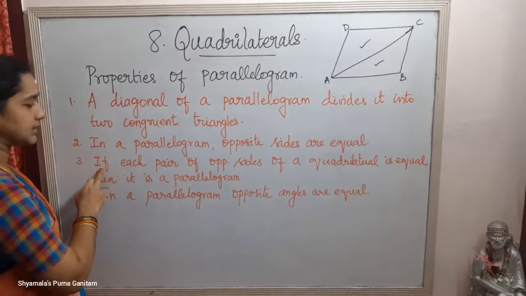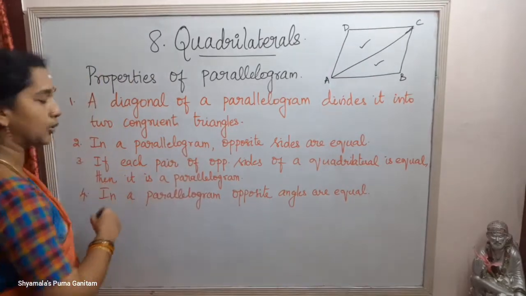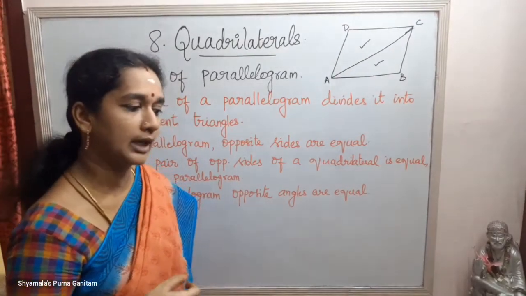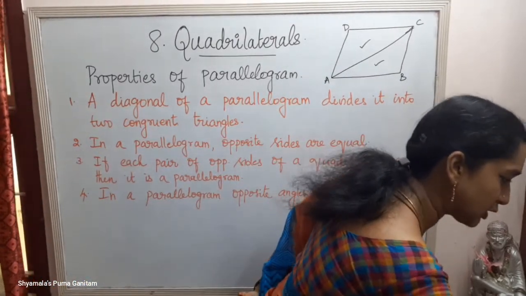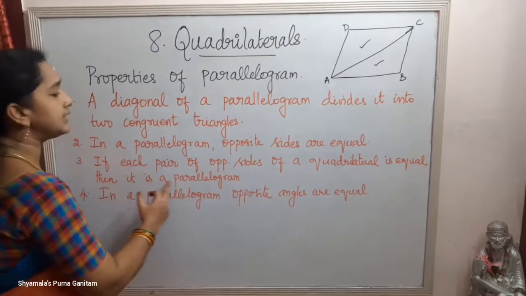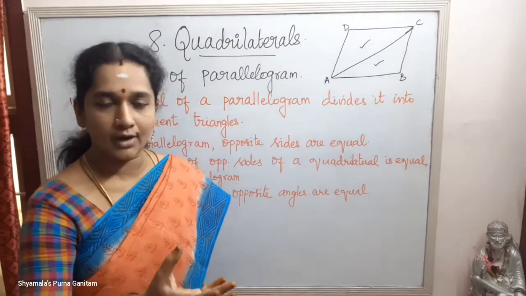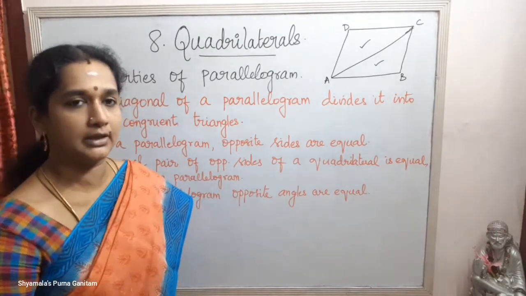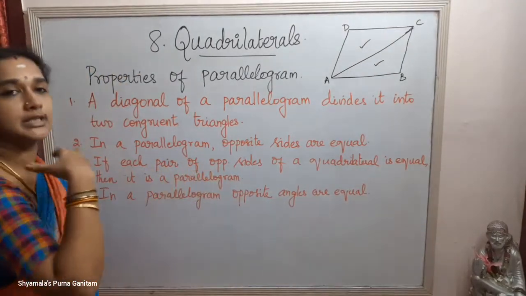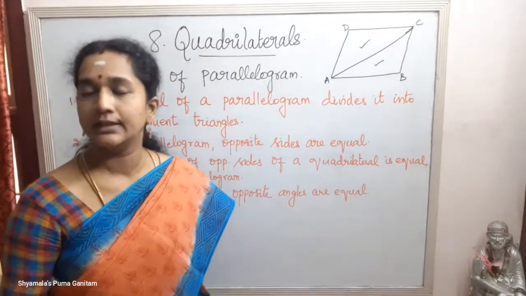Then the third one is, if each pair of opposite sides of a quadrilateral is equal, then it is a parallelogram. So any four-sided figure, that is, only a quadrilateral we will say, which has opposite sides equal, then we will say that it is a parallelogram.